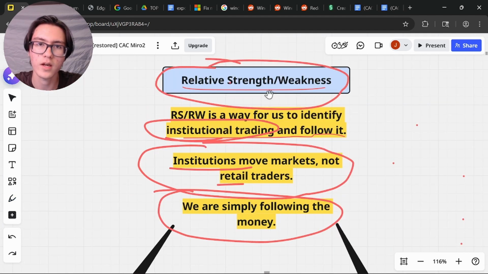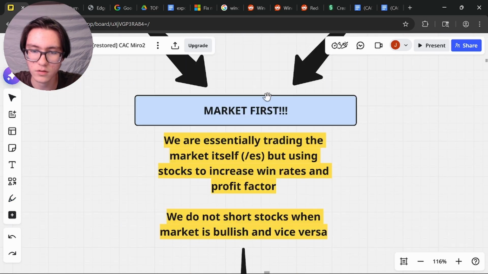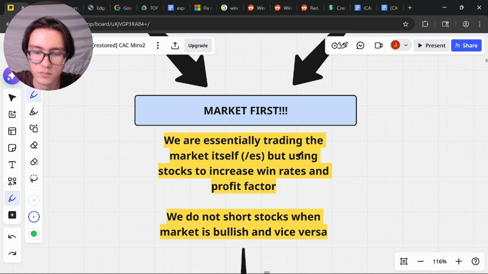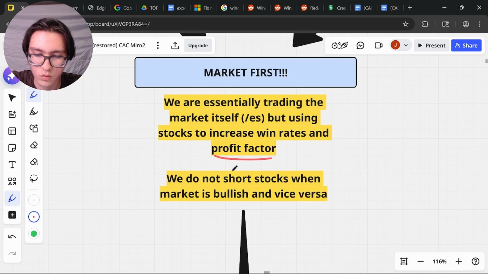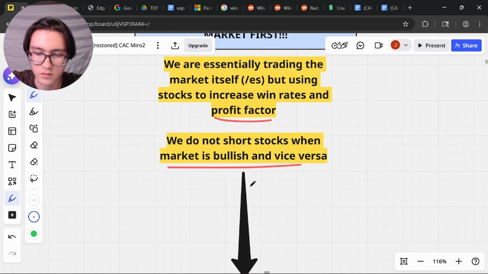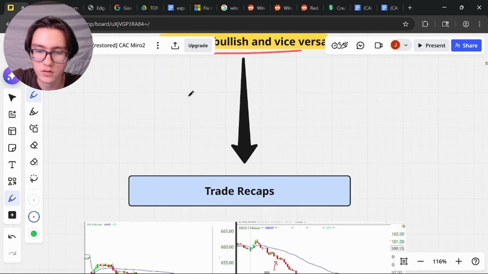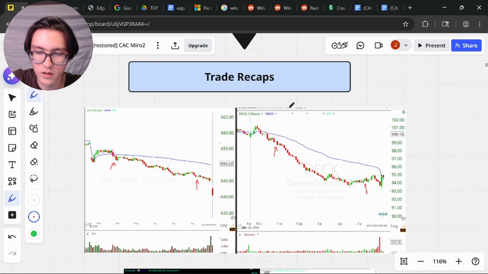But there's something that you can't ever forget when trading stocks, and that is market first. When we trade stocks, we are essentially trading the market itself, but we're using stocks to increase our win rates and profit factor. We do not go short when the market is bullish and vice versa. So now that I've explained what the strategy is, let's go over some trade recaps of this strategy in action.